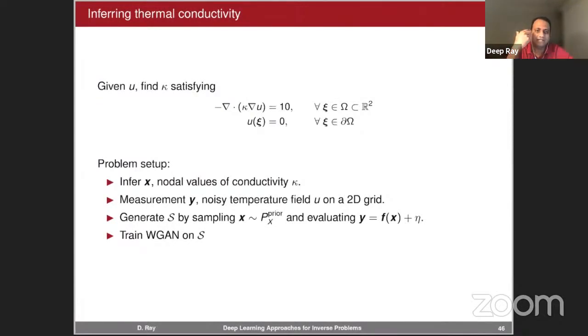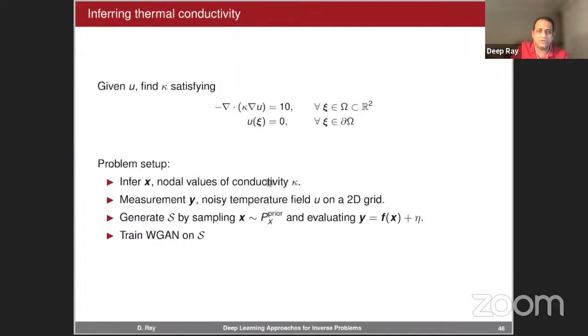We generate samples by sampling from some prior knowledge we have about X and evaluating Y equal to F of X plus eta. So we have the forward model, we push the X through it, add noise, and that gives you the Y for the corresponding X. That gives you your data set S, and then you train your conditional WGAN on this pairwise data set S. Once you have this, you fix the Y, take lots of samples of Z for that fixed Y, you get an ensemble of X's, and you take the mean and standard deviation pointwise.